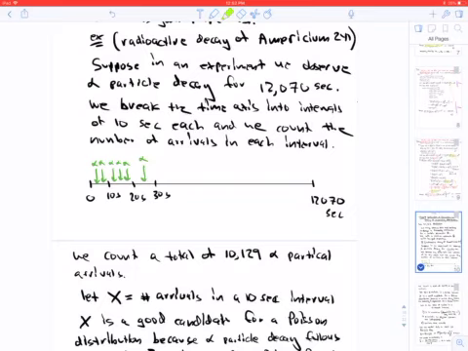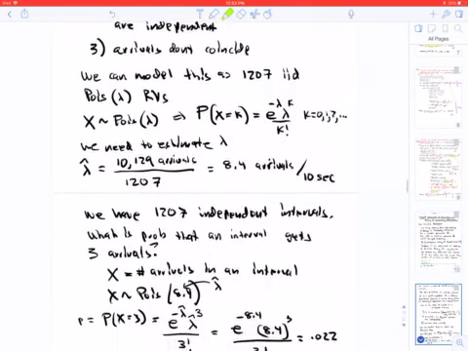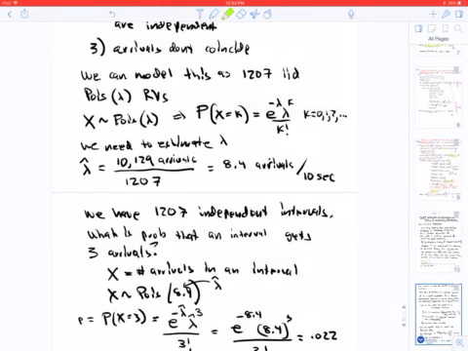The next question is what your parameter is going to be. A natural estimate for the parameter is the total number of arrivals over the total number of intervals that we have, which is 8.4 arrivals per 10 seconds. And that's what we're going to use.